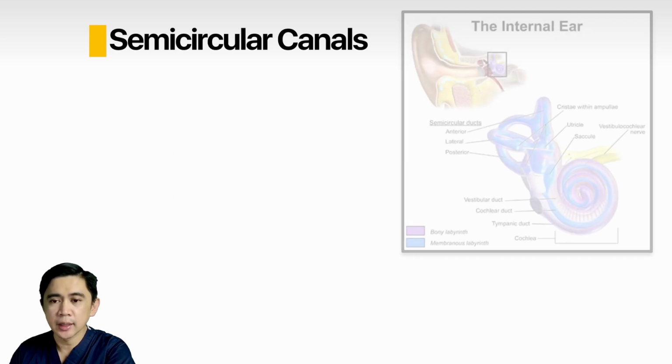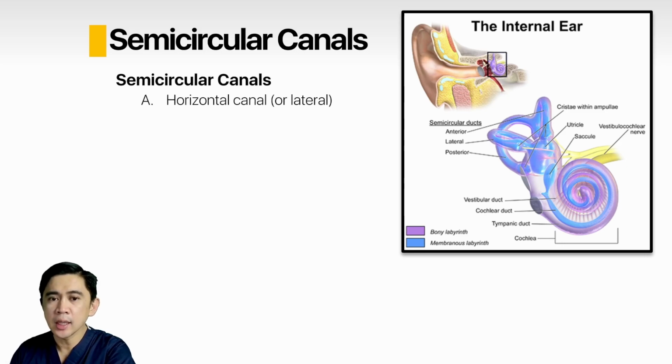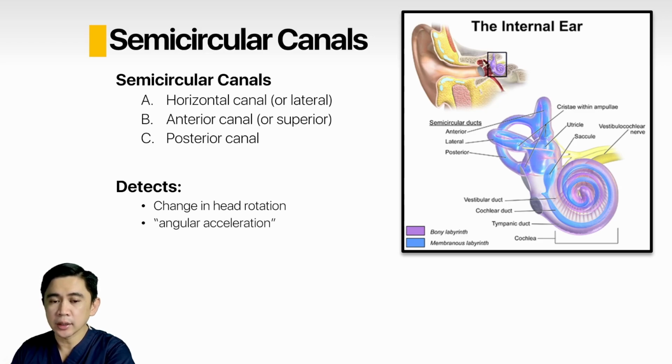The semicircular canals. This is the inner ear, and these are the semicircular canals. Again, we have the horizontal canal, or sometimes called the lateral canals. We have the anterior canal or the superior canal and the posterior canal. The canals detect change in head rotation, angular acceleration.